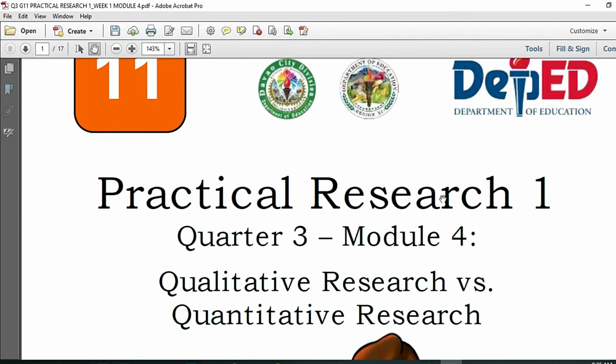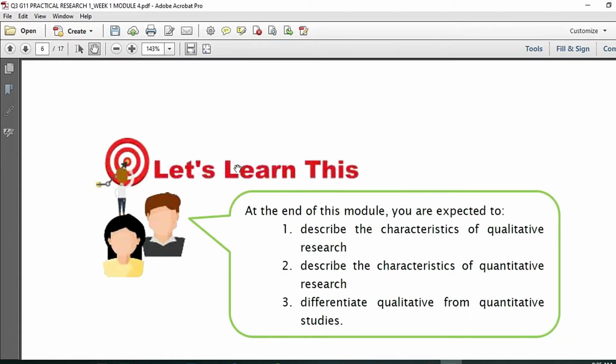Good day, students. We are again in our Practical Research 1, Quarter 3, Module 4, which is about Qualitative Research versus Quantitative Research. Okay, in this module, these are our objectives. Number 1, describe the characteristics of Qualitative Research. Number 2, describe the characteristics of Quantitative Research. Number 3, differentiate qualitative from quantitative studies.